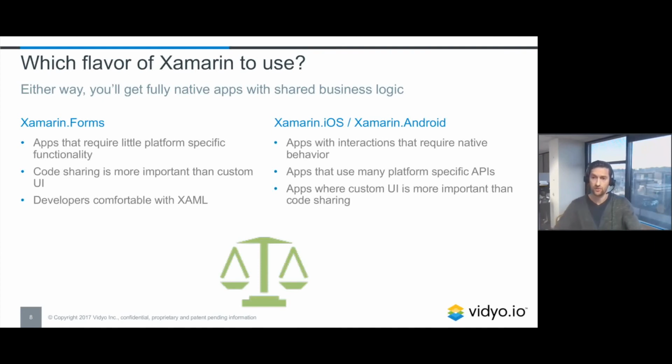As for Xamarin.iOS and Xamarin.Android, if your application requires native behavior, that might be the path to go. And also, if your app wants to use the many platform-specific APIs, and lastly, where the custom UI is more important than code sharing. So you're going to definitely have more control as far as UI when you use Xamarin.iOS and Xamarin.Android as opposed to Xamarin.Forms. But again, Xamarin.Forms will save you lines of code and development time.